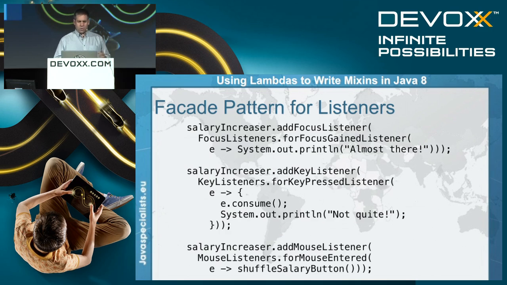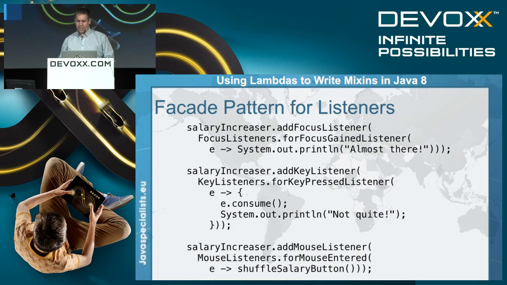So the way this would look is as follows. We've got add focus listener. We're taking as a parameter focus listeners.for focus gain listener, and you could make it slightly prettier by using static imports on the focus listeners facade, and then as a parameter I'm passing in this lambda e. And the same thing I would do for add key listener: key listeners.for key pressed listener, and so on. Now, if there was a really big requirement to do this in Swing, I'm sure one could add this to the existing key listener classes.